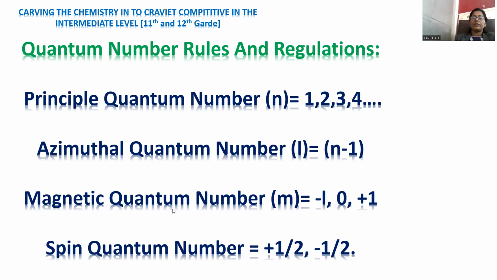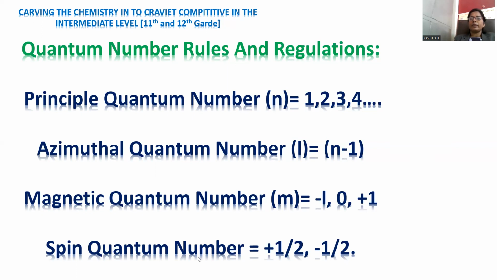Magnetic quantum number means orientation, in which coordinate the orbitals are lying, x direction, y direction, z direction. On which direction orbitals are lying can be explained with the magnetic quantum number. That will be small m. Values range from minus l to plus l, including 0. Minus l, 0, plus l values are given for the magnetic quantum number. And another is the spin quantum number, given with a small s. The values are plus half and minus half.